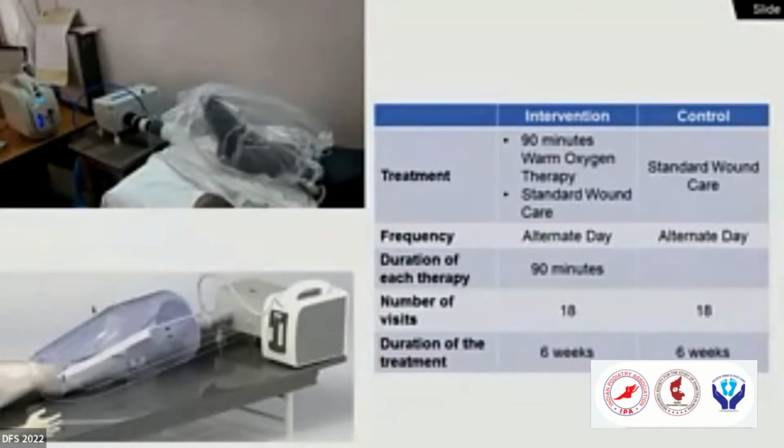Okay. And if you look at this, this is the kind of treatment that we gave our patients. Alternate days, just for 90 minutes. Okay. And only for 6 weeks. We found that many ulcers, even after 6 weeks, had an increased rate of closure.